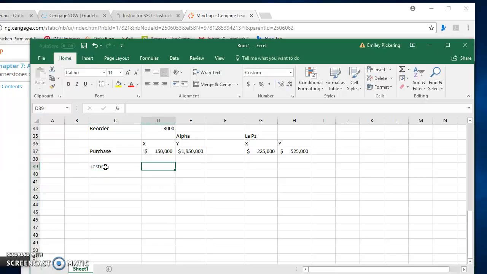So for X under Alpha, it's $600 a test, and we had 1,500 tests. It's kind of a lot. Again, $600 a test, and we had 975. La Paz, $600 a test. We only had 13. $600 a test. We only had 12. So the costs there are significantly lower.